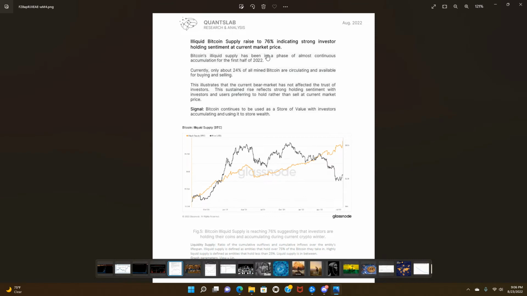This is QuantLab, just talking about the liquid Bitcoin supply. That's rising again. Now, people probably don't care too much for the Bitcoin liquid supply just because it's been rising continuously throughout this downtrend, basically continuously since the market topped back in November 2021. So people are going to naturally react to that and be like, look, it doesn't have a positive effect on price. It doesn't matter. But I'm not of that group.